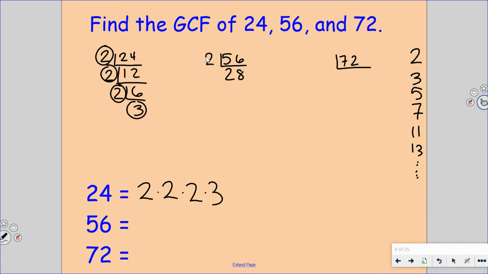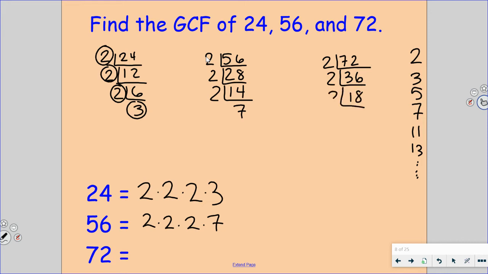56 can break down. At this time, you can even fast forward the video if you're so comfortable with this. So now we get a prime factorization of 2 times 2 times 2 times 7. And 72 breaks down evenly by 2 and 2 again and 2 again. But 2 doesn't go into 9. 3 does. And there we have all the prime factors of 72. 2 times 2 times 2 times 2. Nope, just kidding. 2 times 2 times 2 times 3 times 3.